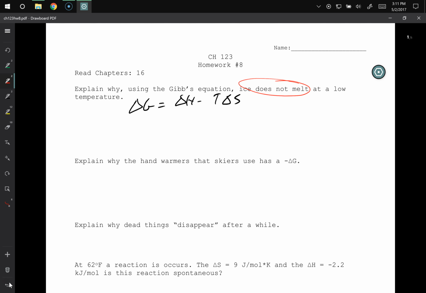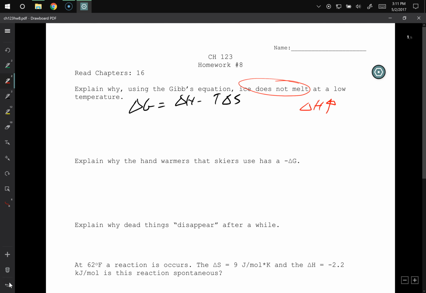I'm trying to melt it. What would I need to do to melt it? To melt ice, what would I have to do to the enthalpy of the water that's solid? I'd have to increase the amount of energy that the water has as a solid, right?